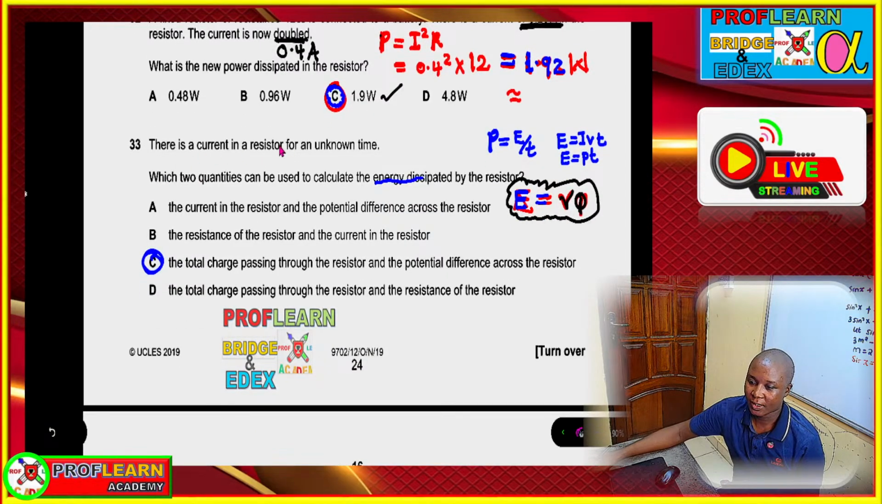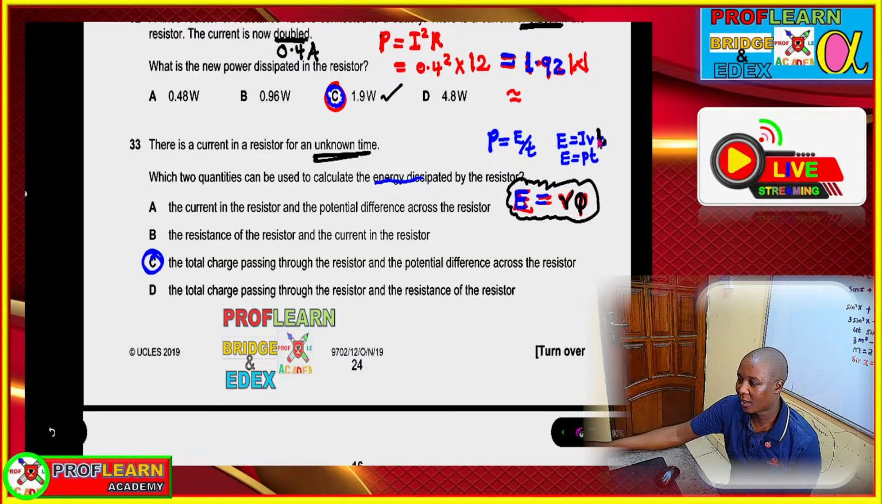There is a current in a resistor for a known time. Which two quantities can be used to calculate energy dissipated by the resistor? Now, we don't know time, so we need to first remember the formulas that can be used to work out energy dissipated or energy lost. The first formula is energy is equal to current times voltage times time.